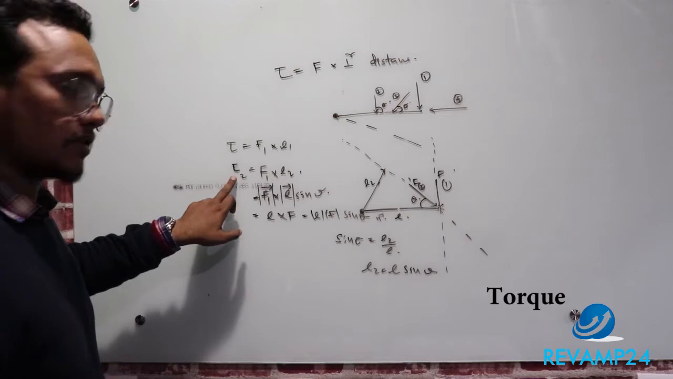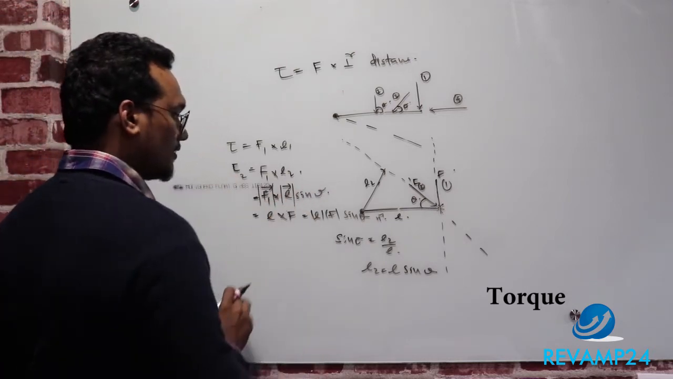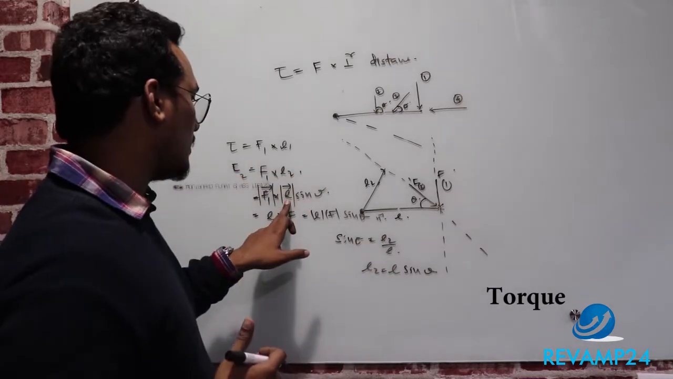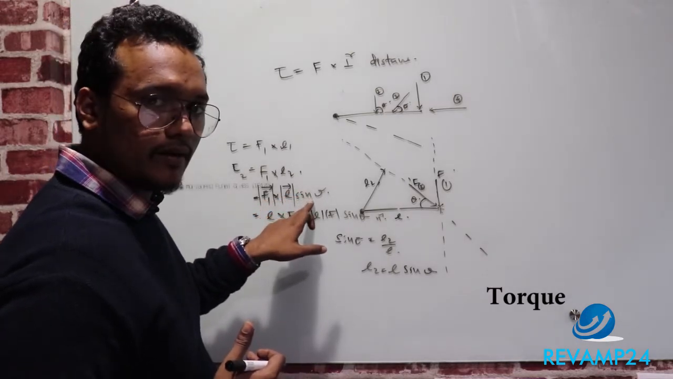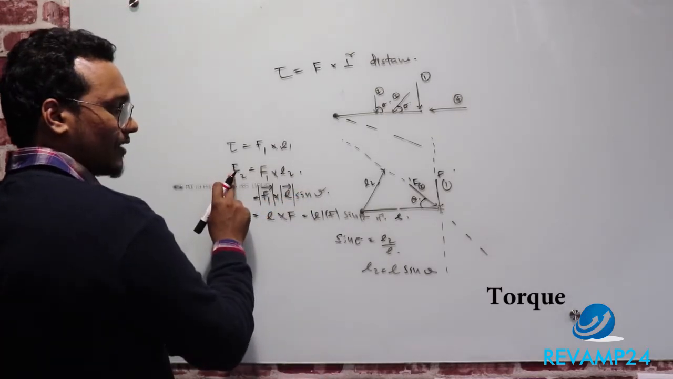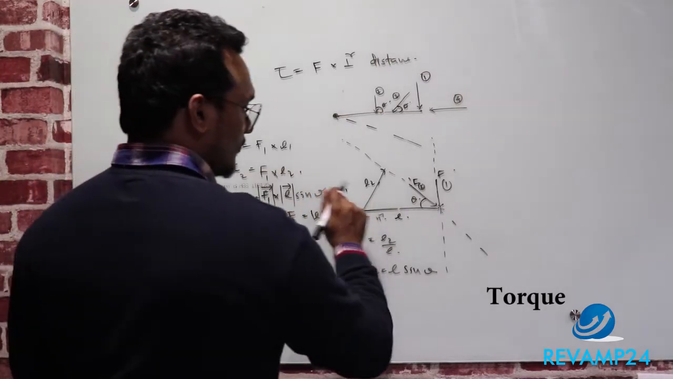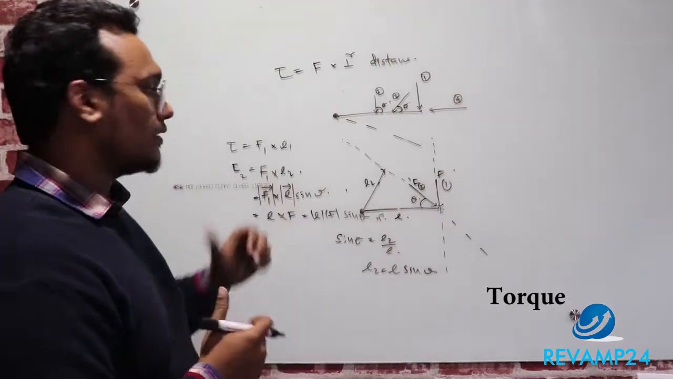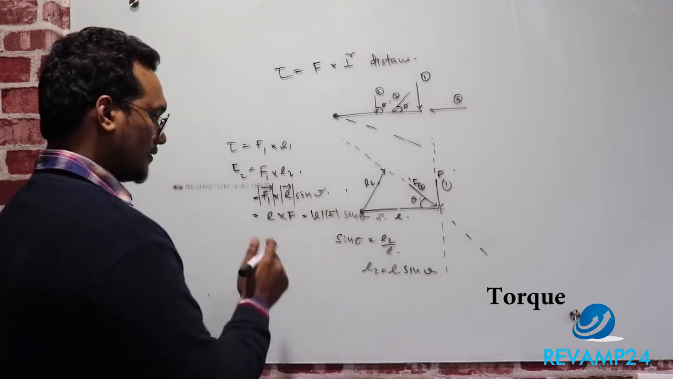Because torque is a vector quantity. If you are just representing it as LF sin theta, L is the modulus of L, which is a magnitude. This is also a magnitude, and this is again a magnitude. To make this a vector quantity, you need some additional quantity that explains the direction. That is nothing but L cross F, LF sin theta.